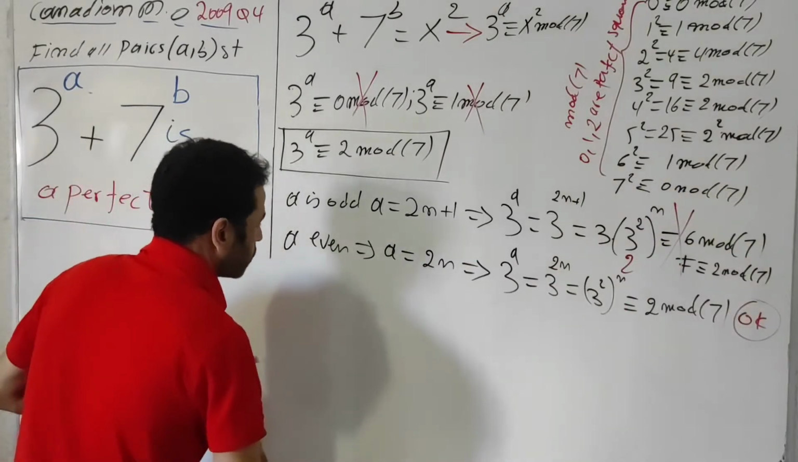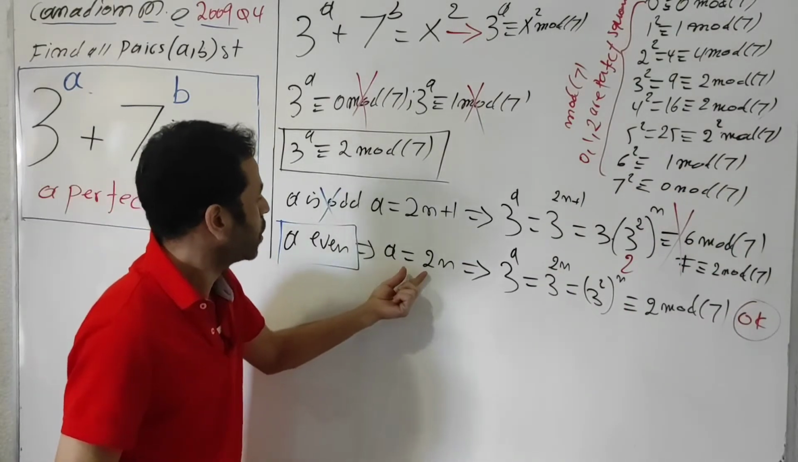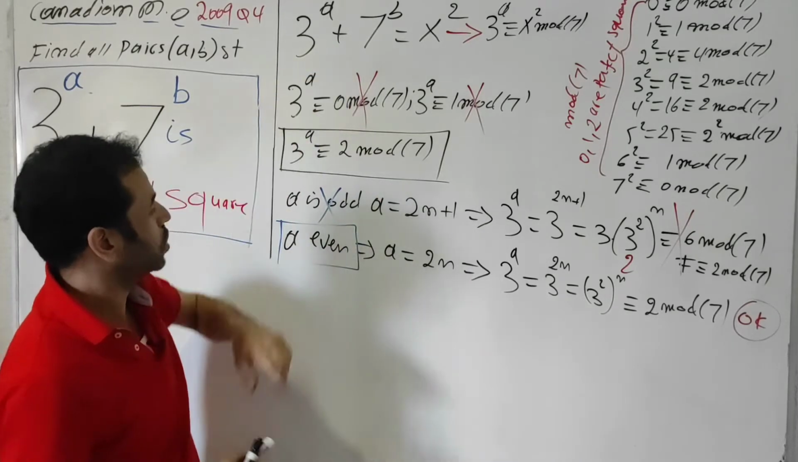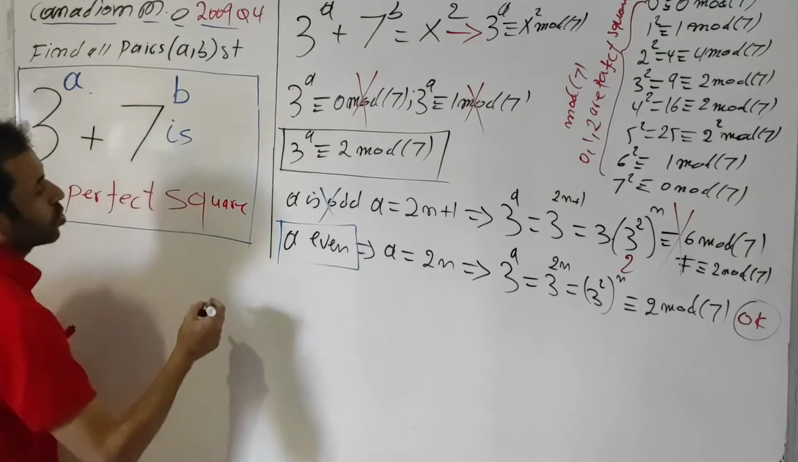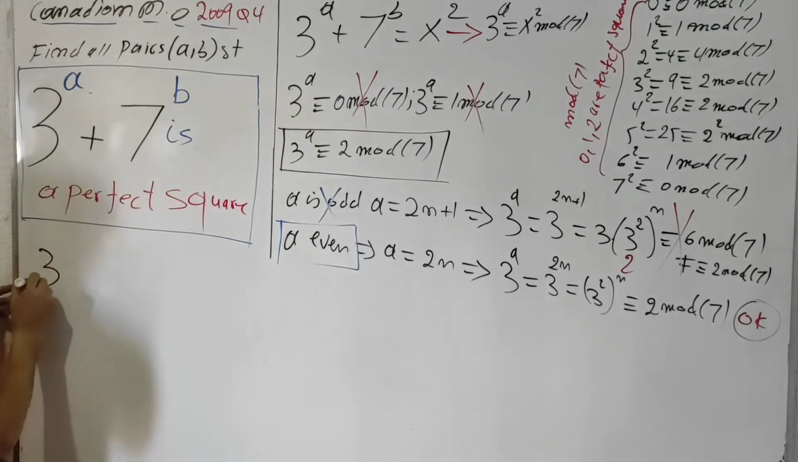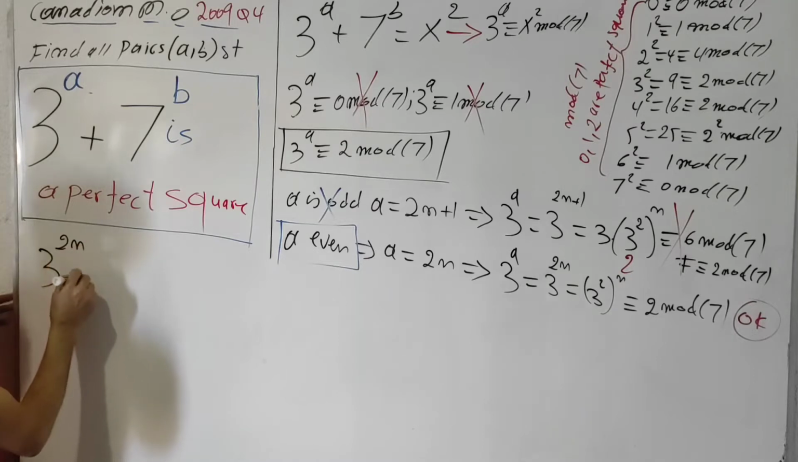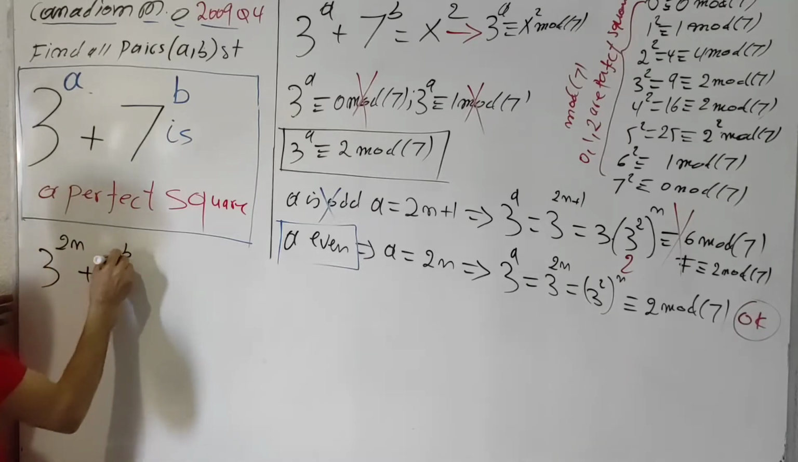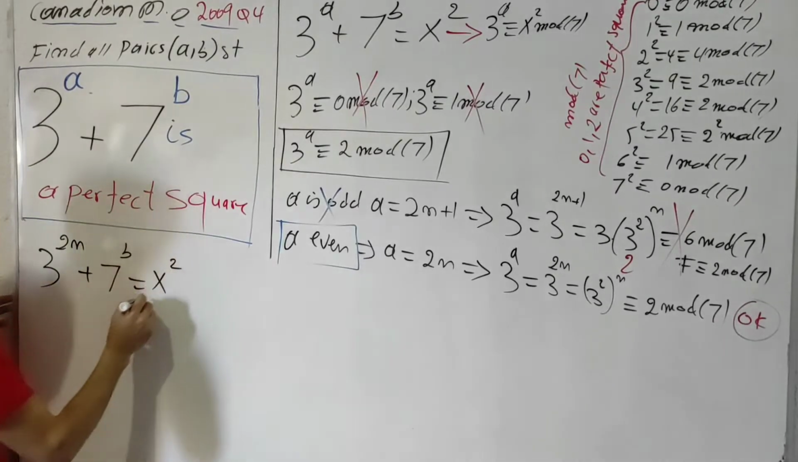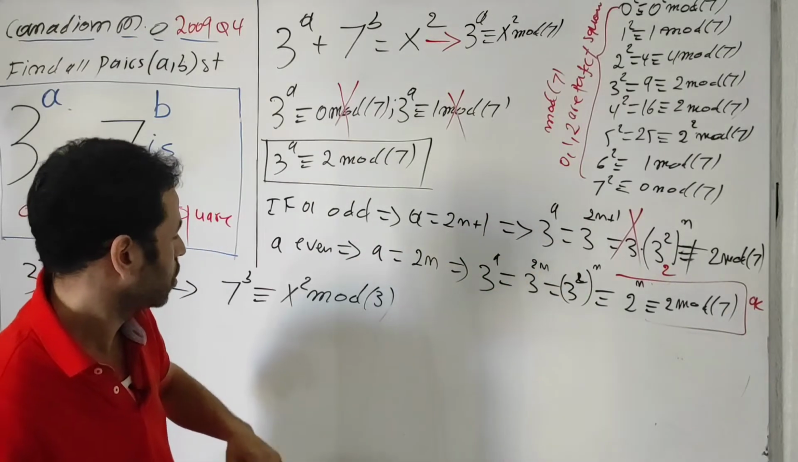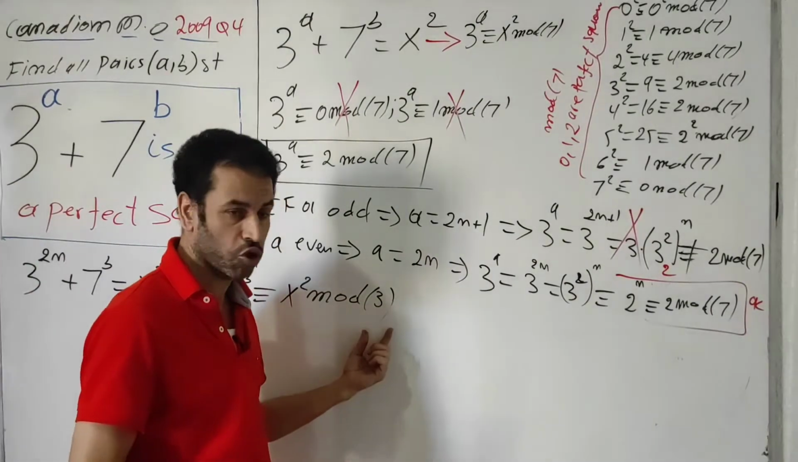Now a is even. I'm going to replace a with 2n, because it is even, to check the next case. So you have 3 to the 2n plus 7 to the b equals x squared. Now I'm not going through the congruence because it's a long way. I'm going to use a trick.